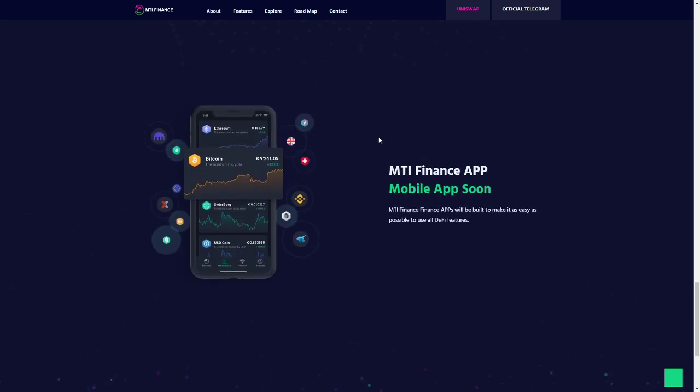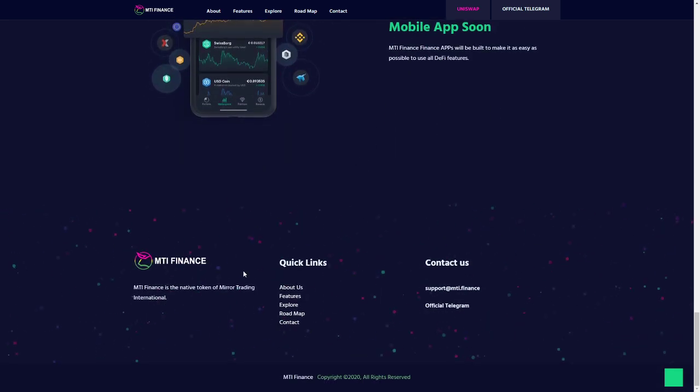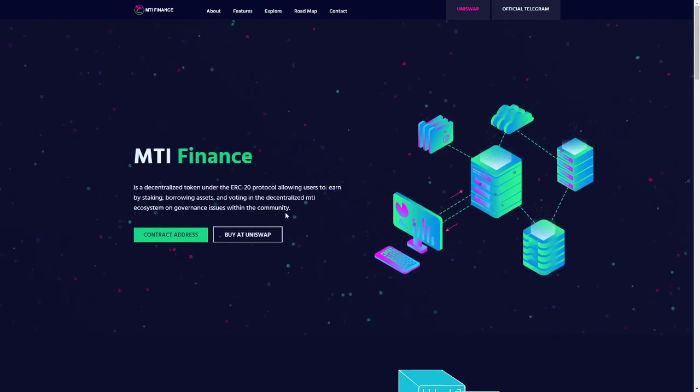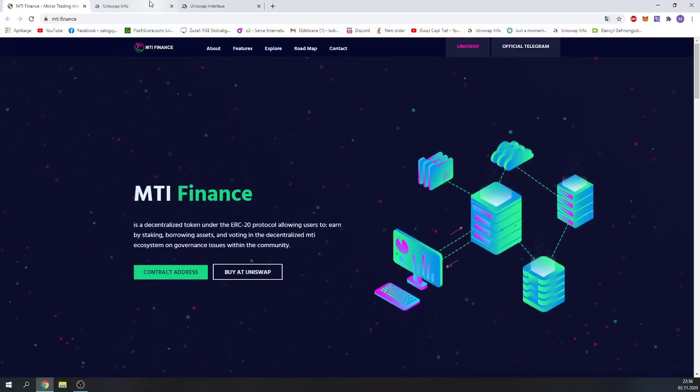So now we can go slowly to Uniswap, but here we also have email contact and Telegram. As I said, join the Telegram channel, because it's really, really amazing. So now we can go to Uniswap.